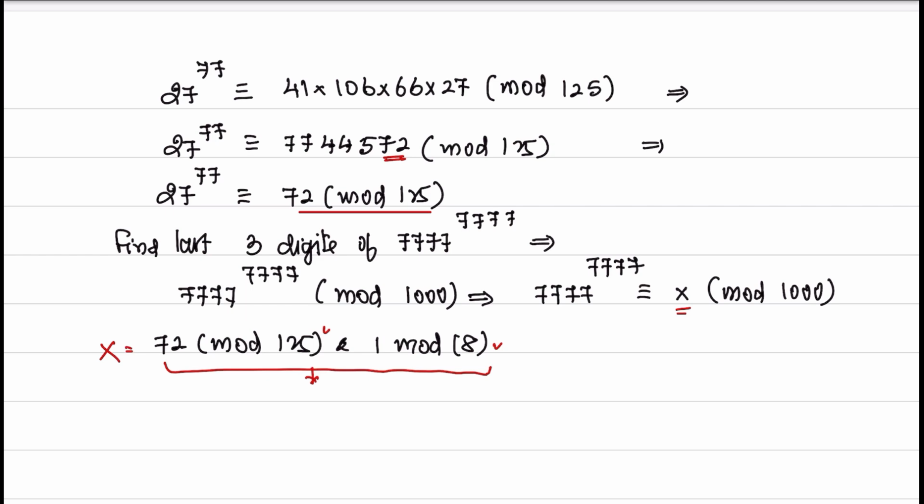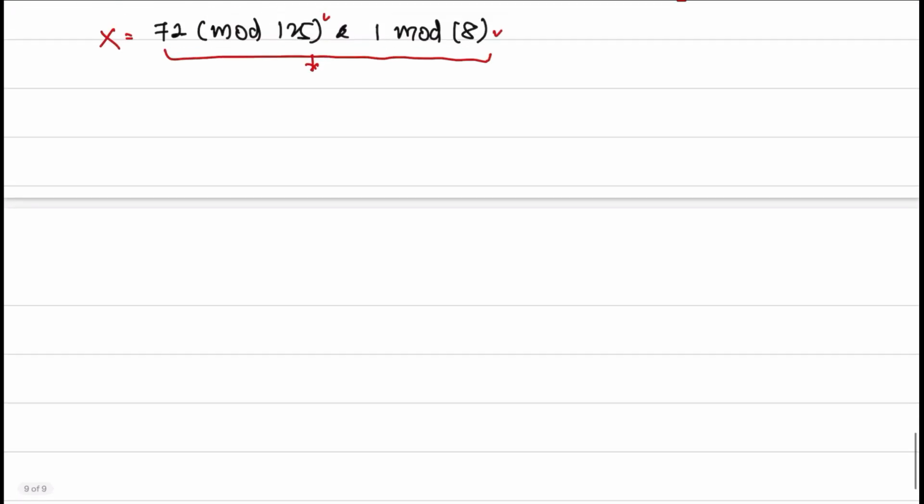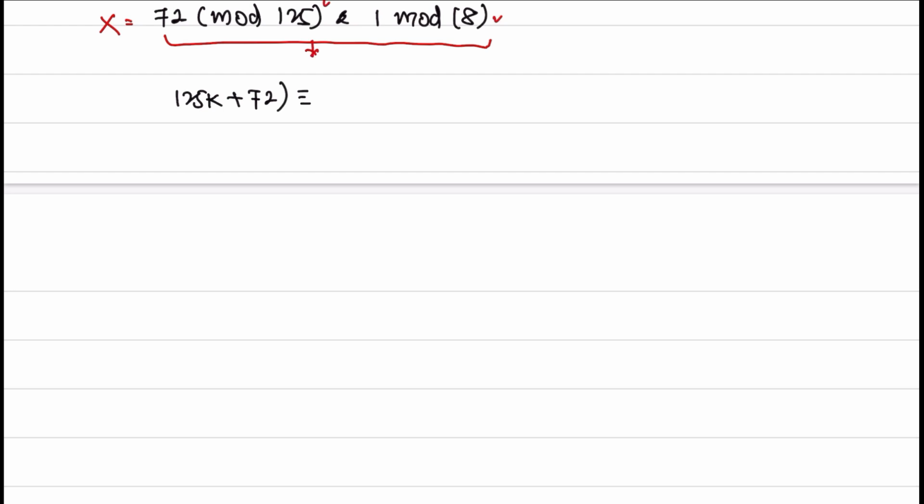Now, when we combine these two, we get that this value, 125k plus 72, will be equivalent to 1 mod 8. This is equivalent to this. We have opened this one, that is 125k plus 72 is equivalent to 1 mod 8.